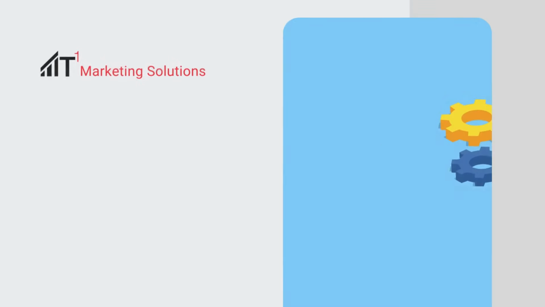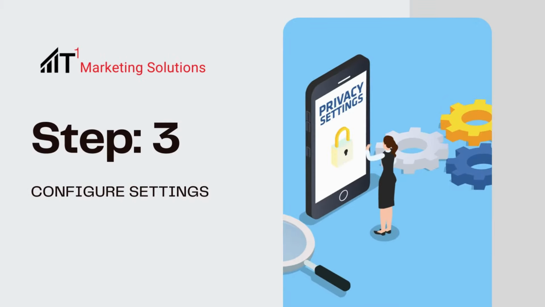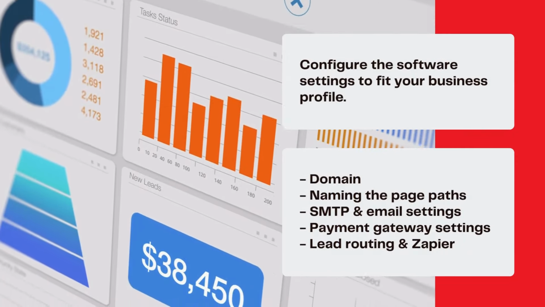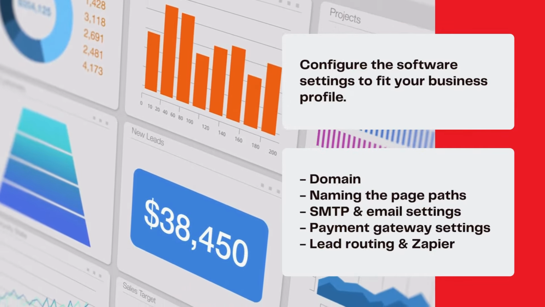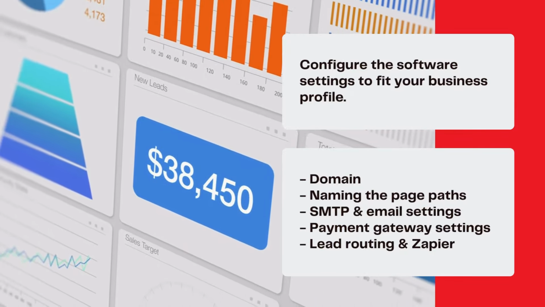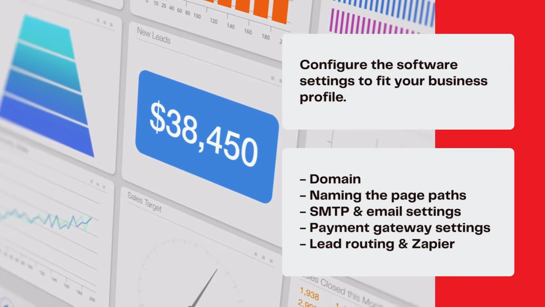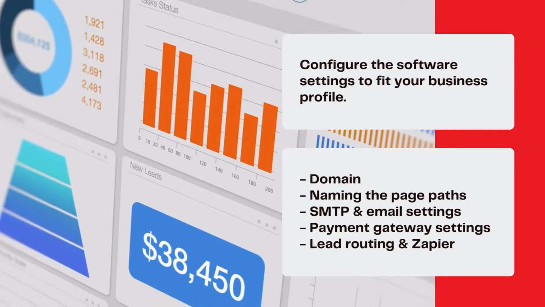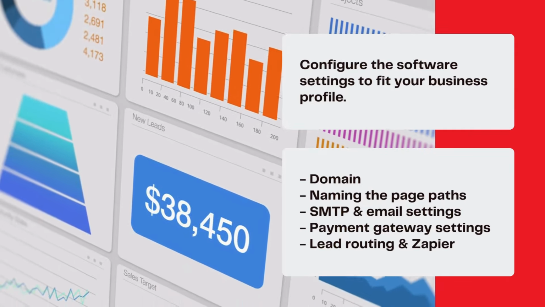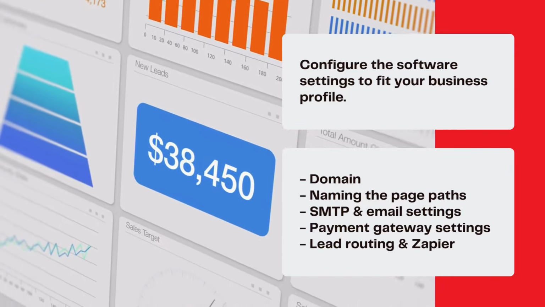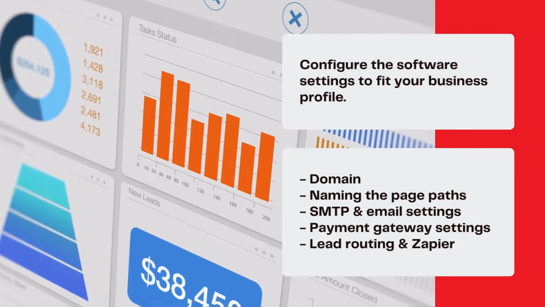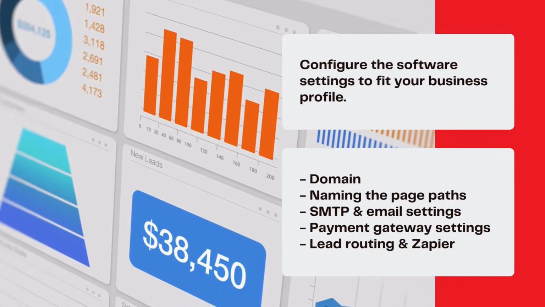Next, we have to configure some basic settings in the funnel. Every time we put a new funnel into an account, it requires configuring the template to fit your business profile. Let's cover some of the most important settings to update in your funnel. You're going to need domain routing. In other words, you have to make sure that you point your domain to your funnel and ClickFunnels account. Next, you're going to want to make sure that your page path naming is updated, which basically means you're going to go into your funnel and make sure that your pages are named accordingly.